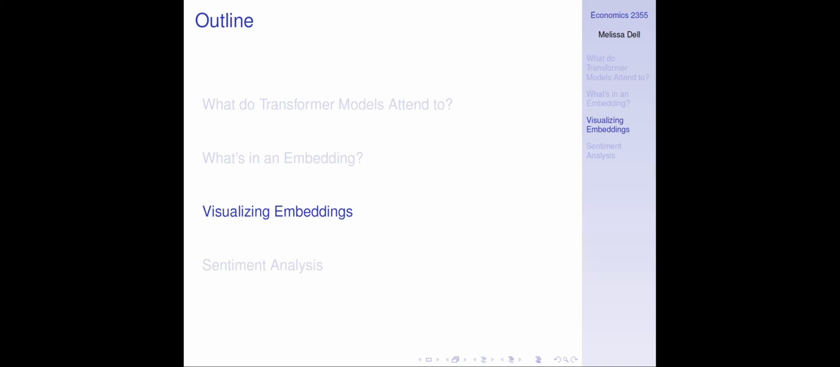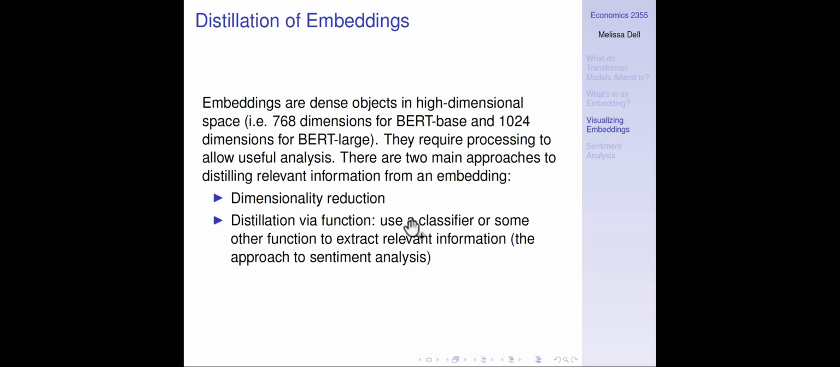Okay, I want to say a word about visualizing embeddings. Embeddings are very dense, high dimensional objects. If you're using BERT base, the hidden states are 768 dimensions, and there are 1024 dimensions for BERT large. Obviously you can't really make sense of points in such a super high dimensional space. There are two main approaches to distilling relevant information from an embedding.